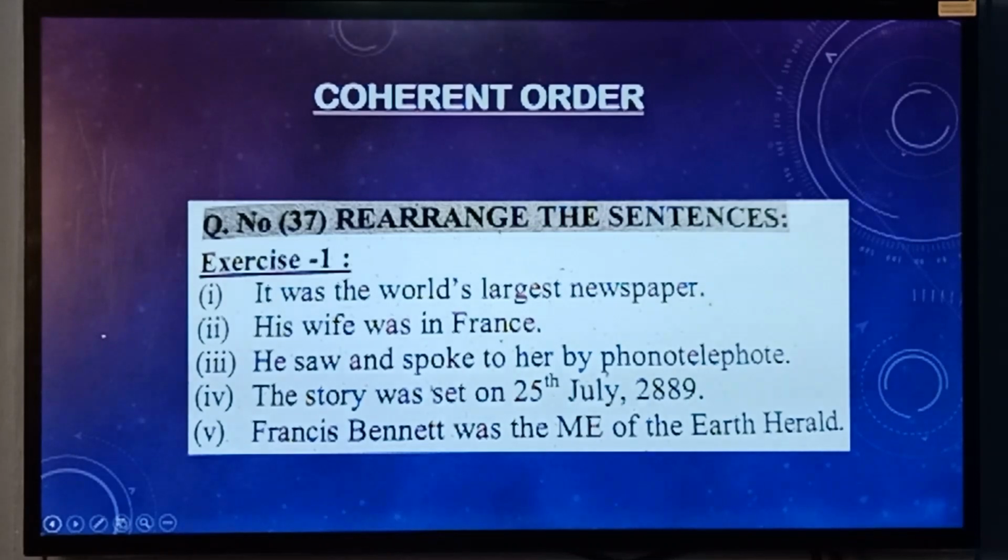The first sentence will be, the story was set on 25th July 2889. Francis Bennett was the managing editor of the Earth Herald. The third sentence will be, it was the world's largest newspaper. Here it denotes the Earth Herald. The fourth sentence will be, his wife was in France. The fifth one is, he saw and spoke to her by phonotelephote. So if you write all these 5 sentences correctly, you will be getting 5 full marks.